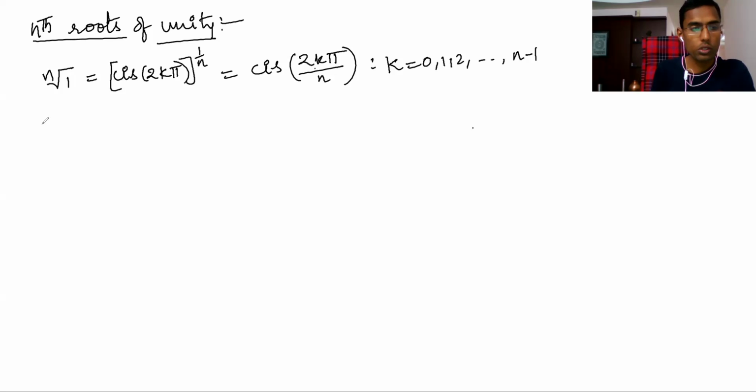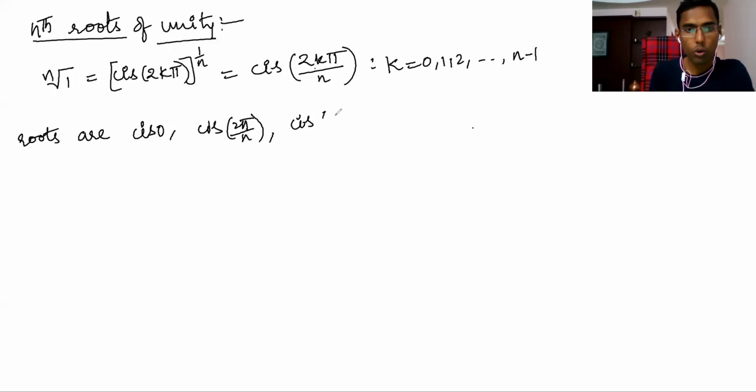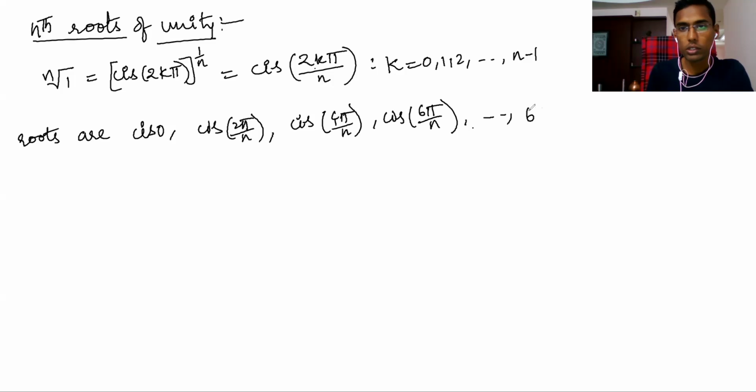Then what do you get as the roots? If you substitute, you will get first cis 0. Cis 0 is 1, comma, cis 2π/n, then cis 4π/n, the next cis 6π/n, like this, and so on up to cis 2(n minus 1)π/n. So this is what we discussed.